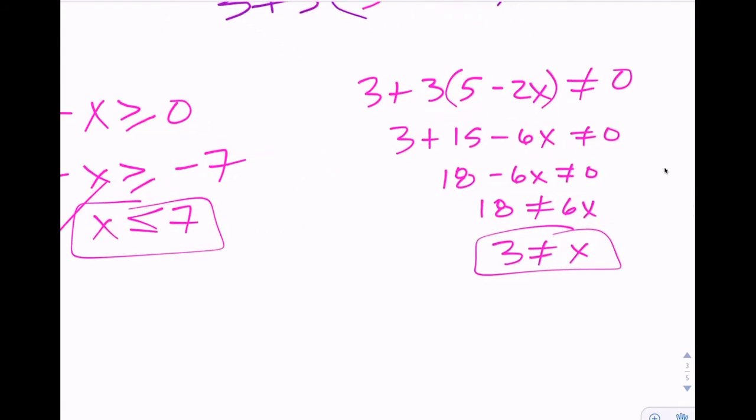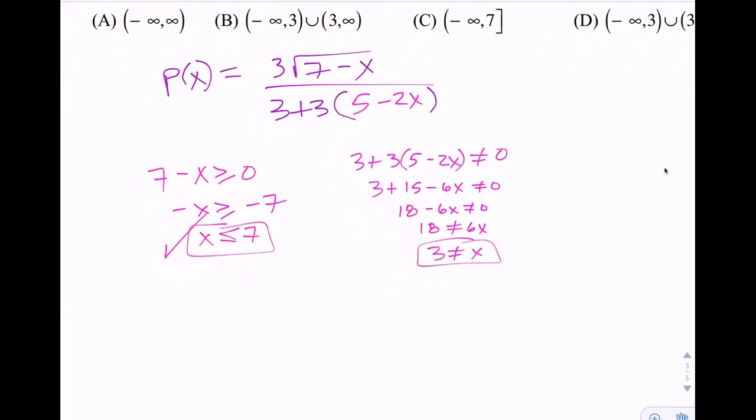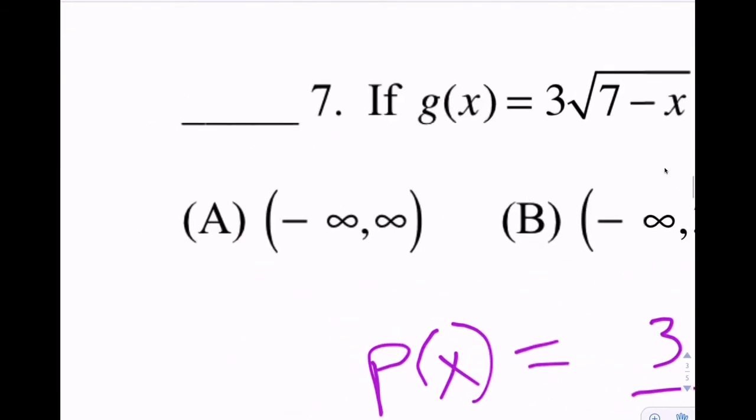Now we only have to exclude 3 if it's less than or equal to 7, is it? Yes. So notice the answers are in interval notation again. Wow. So negative infinity up to 3, once again gingerly stepping over 3, cruising all the way up to 7, and then including or not including? Including. Is that there? It better be. I'm going to find it this time. There it is. The answer is D.